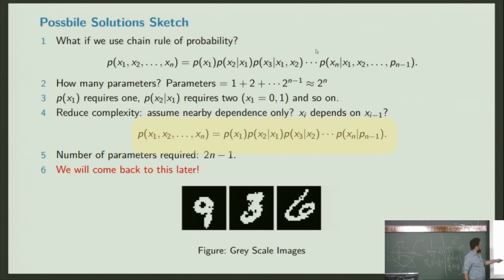So this is simplistic. There is a typo here: this p n minus 1 should be xn minus 1. With this, the parameter needed for p(x1) is 1, parameter needed for p(x2 | x1) is 2, and all the rest 2. So basically 2 times (n minus 1) plus 1. Minus 2 plus 1 is minus 1, so it's 2n minus 1 total. So the total number of parameters required in this case is 2n minus 1, which is order n, which is still way less compared to 2 to the n.